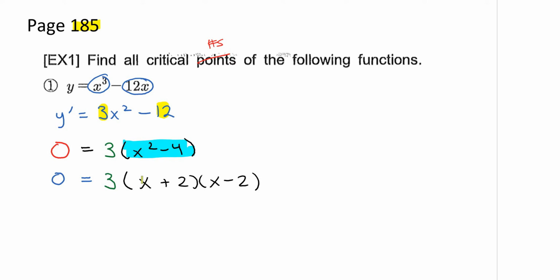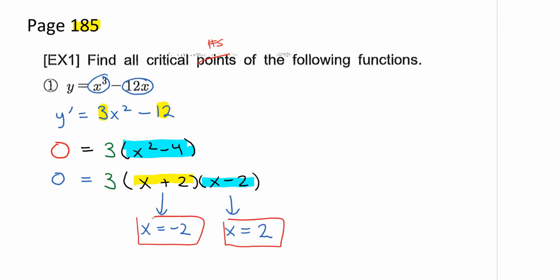And all you have to do now is evaluate these binomials I'm highlighting here. So this will give you a critical number of x equals negative 2, and this binomial will give me a critical number of x equals 2. So here are my answers: x equals positive 2 and x equals negative 2 for my final answers. Okay, let's move on to the next question here.